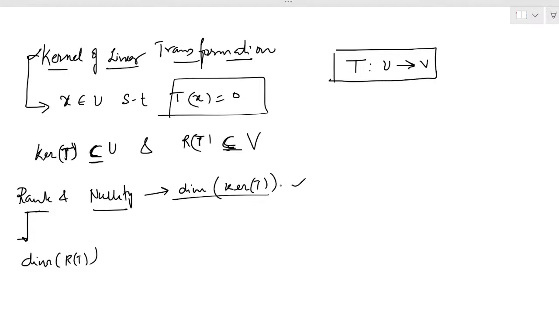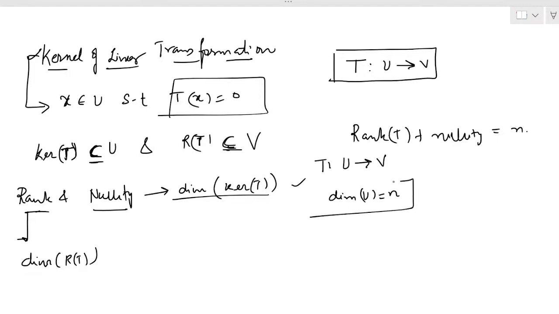One of the theorems we wrote in the previous section is probably not of much use in physics, but one needs to remember that rank of T plus nullity of T is equal to n. What is n? If T is a linear transformation from U to V and the dimension of U is equal to n, then always remember that rank of T plus nullity is equal to n.